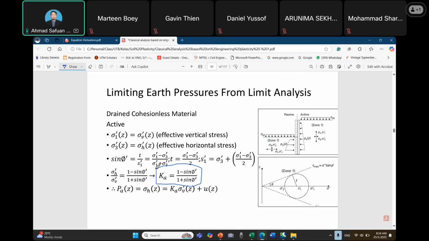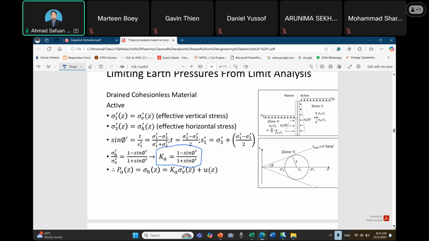These equations will be expanded based on the situations. If we consider a problem that has a batter angle, and also the wall is rough and there is a slope on the top of the backfill, then for the next discussion, the Ka has a different derivation. So that is for the Ka.